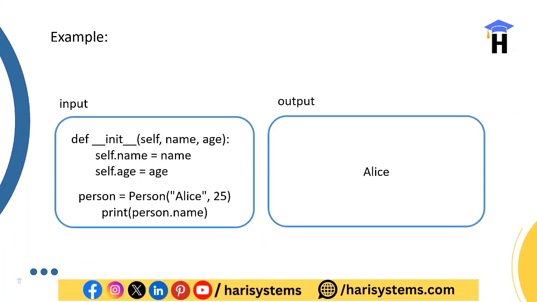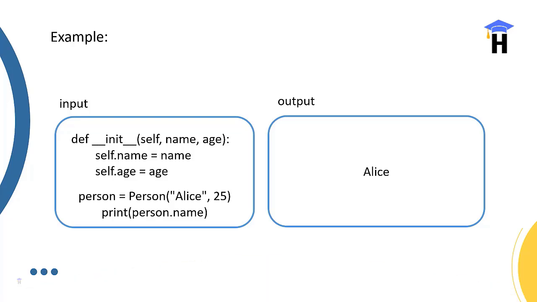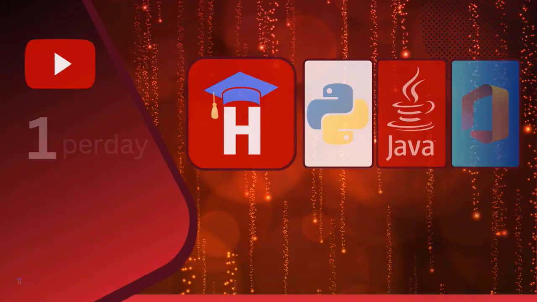The best example here: the init method with self and two parameters declared. When we call it and pass values, if you access person.name, only Alice comes. If you specify person.age, only the age comes. Whatever you are calling and accessing, that particular output you will see. So practice such examples.